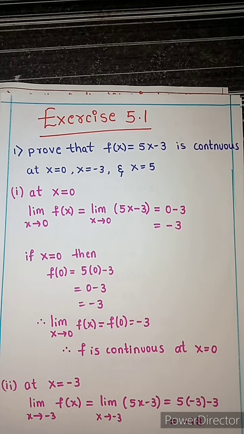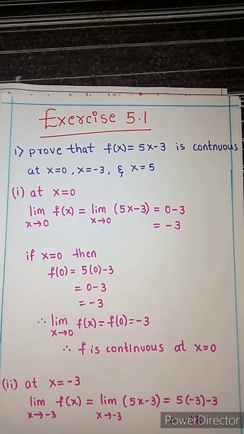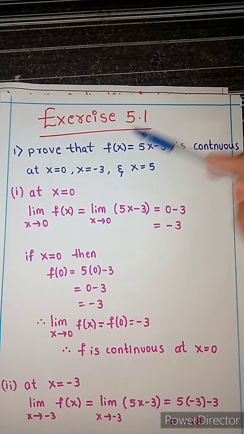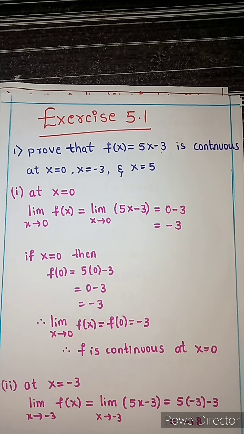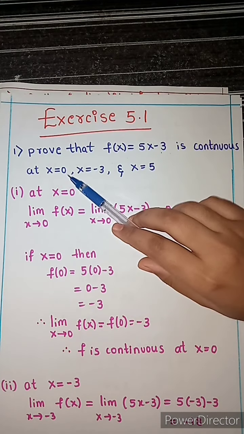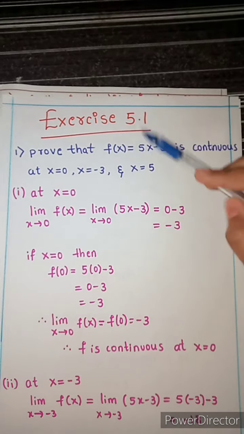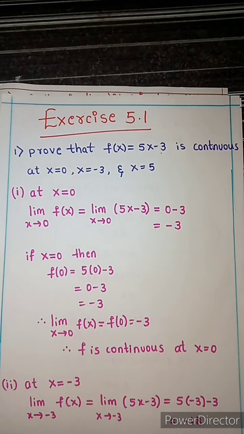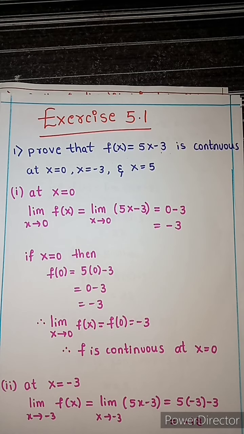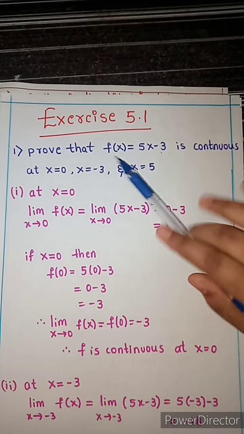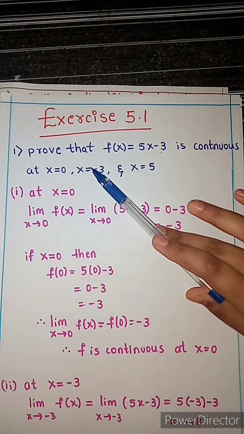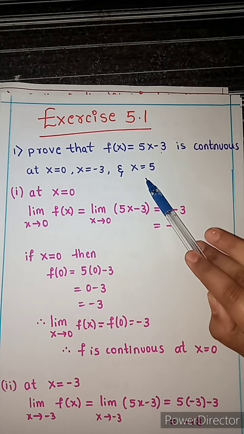So here is the first question. Let me read the question. Prove that f of x is equal to 5x minus 3 is continuous at x equals 0, x equals minus 3 and x equals 5. Here one function is given. For this we have to check whether the given function is continuous or not at x equals 0, x equals minus 3 and x equals 5.